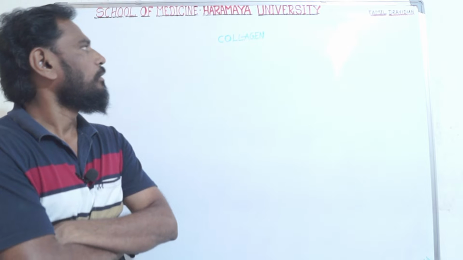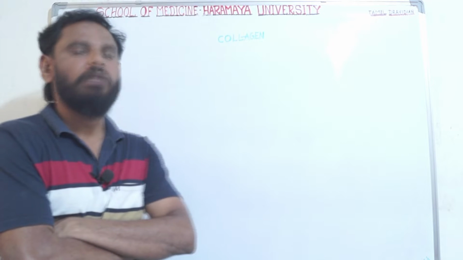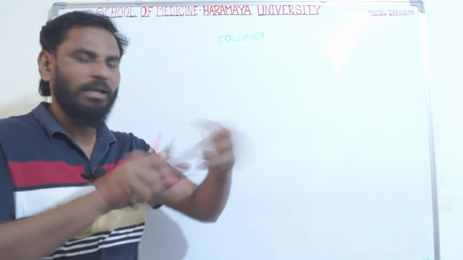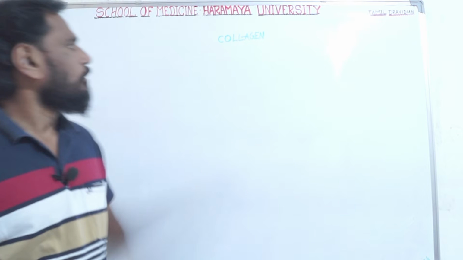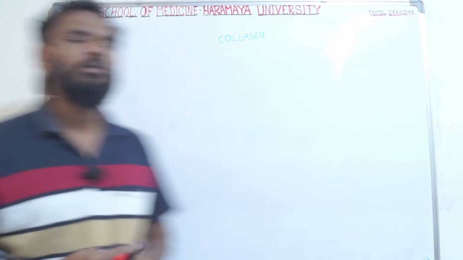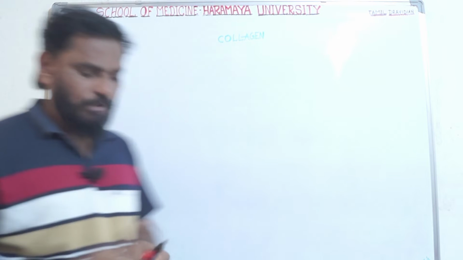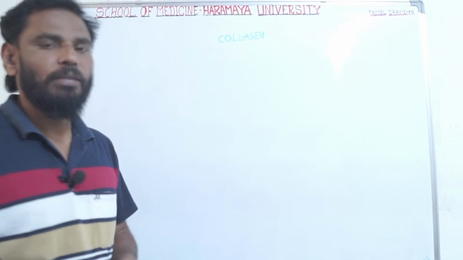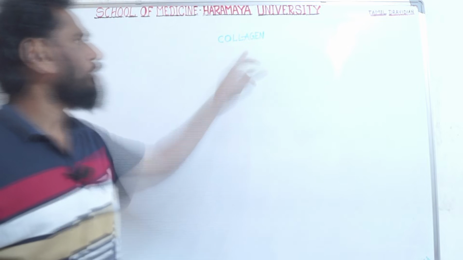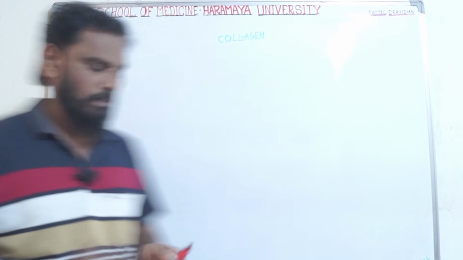Collagen is made up of 3 polypeptide chains. It shows a helical model. More than 25 types of collagen have been identified so far. All the types are denoted by Roman numerals. Clear?